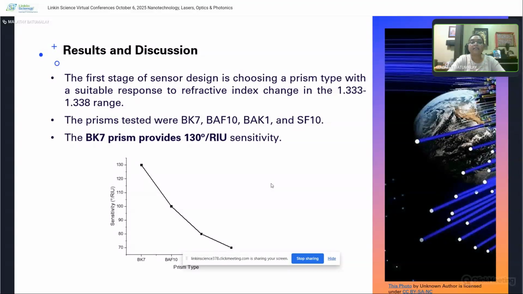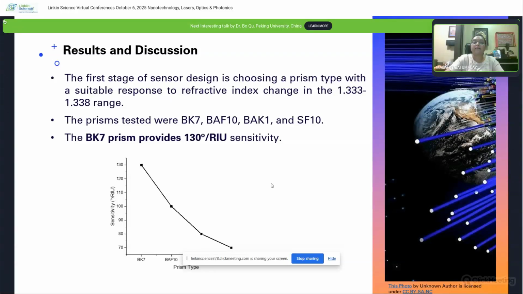Okay, these are our results. The first stage of sensor design is choosing a prism type, as I have mentioned earlier, with a suitable response to refractive index change in the range of 1.333 to 1.338. The prisms tested were BK7, BAF10, BAK1, and SF10. We prove here that BK7 provides the best sensitivity at a 130-degree angle and at this range of refractive index unit.